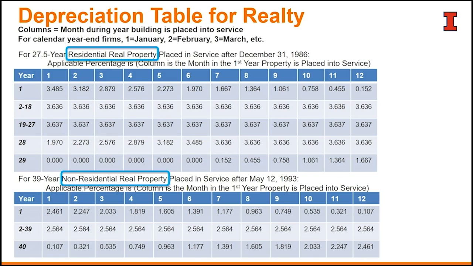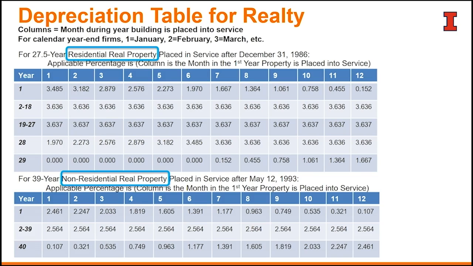So here are what the two depreciation tables look like. The top table is for residential real property, and the bottom table is for non-residential real property placed into service after May 12, 1993. So how do we read these tables? Well, the columns are set up to follow the month of the tax year during which you place property into service. If you're a December 31 calendar year-end taxpayer, then column 1 will correspond to January. Column 2 will correspond to February, column 3 will correspond to March, and so on.